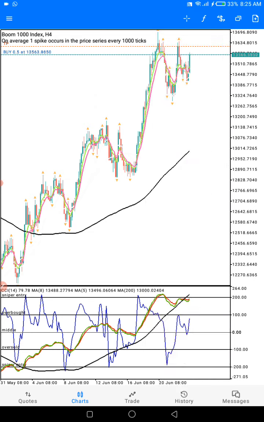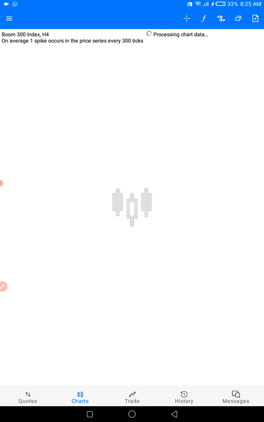For those of us that are trading Boom 300, it is very volatile. So if you want to trade here, you have to look at it from the higher time frame, then know what your direction or what the movement of the trend will be on the lower side. Now this is how it has been on the lower side.